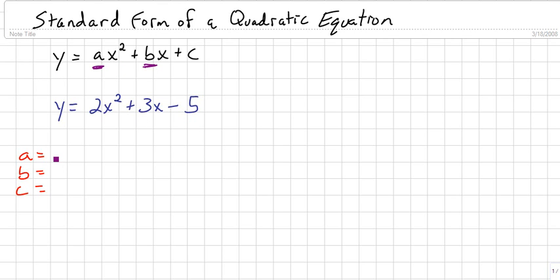So in this case, in 2x squared plus 3x minus 5, our a value corresponds to 2, while our b value corresponds to 3, and our c value is a negative 5. Make sure we keep the sign that's attached to the coefficient in front of that number, so we keep that value incorporated within it.